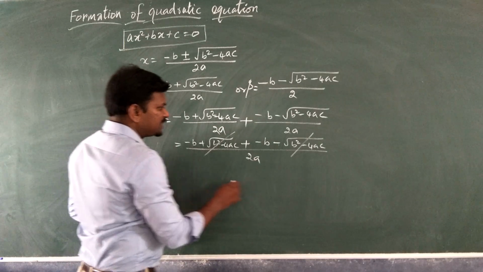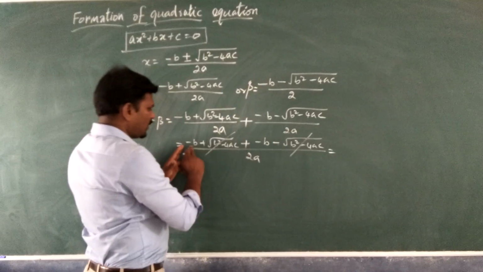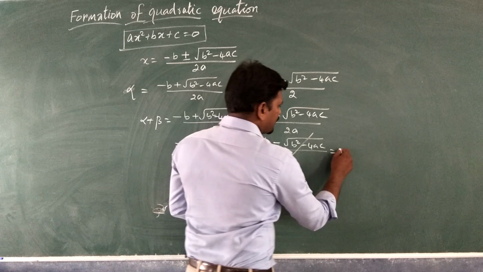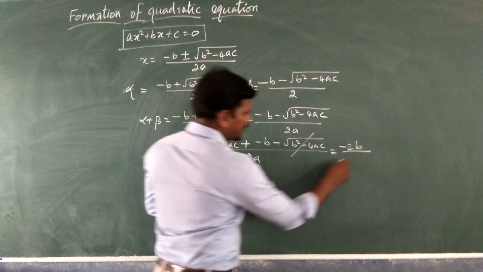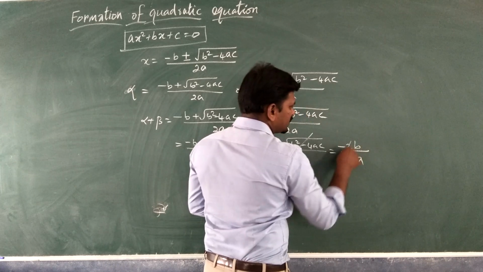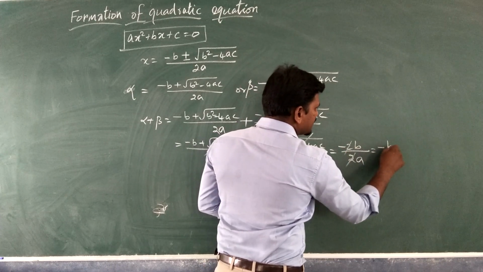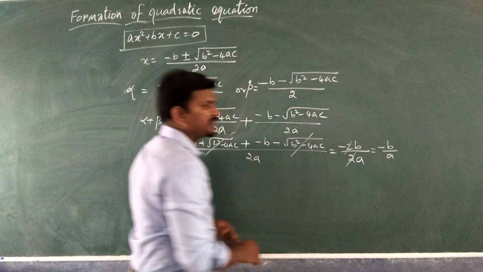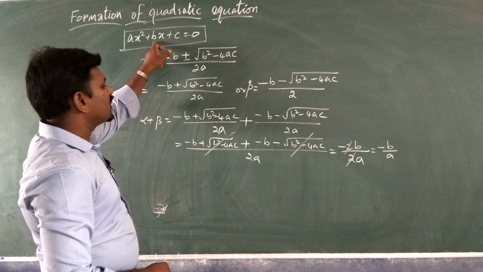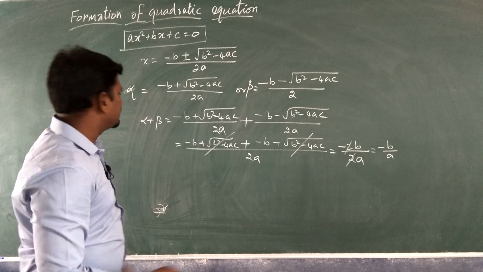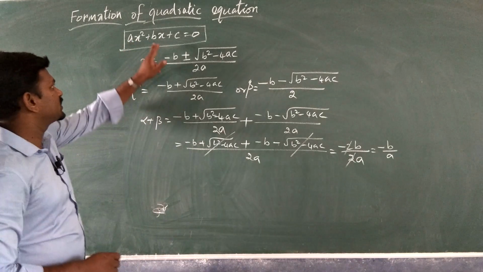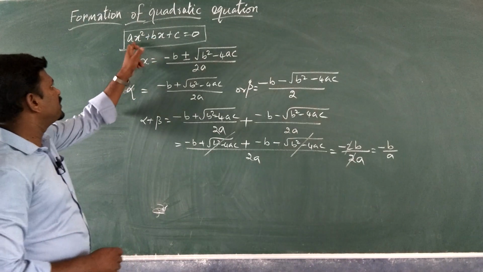Then what about the remaining terms? This minus b, this minus b. Minus b plus minus b is minus 2b by 2a. So here 2 will be cancelled, leaving minus b by a. So the sum of the roots will be minus b by a.